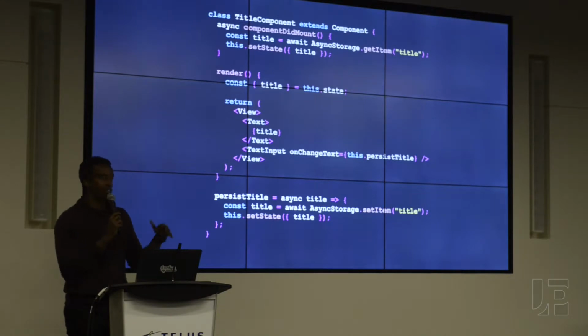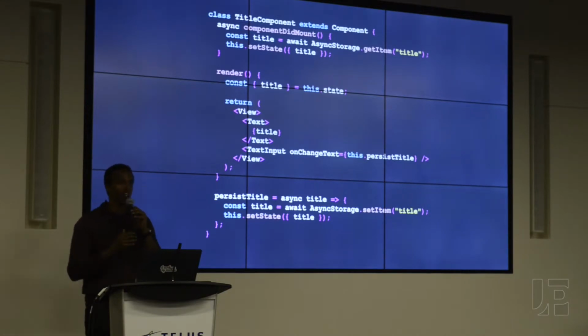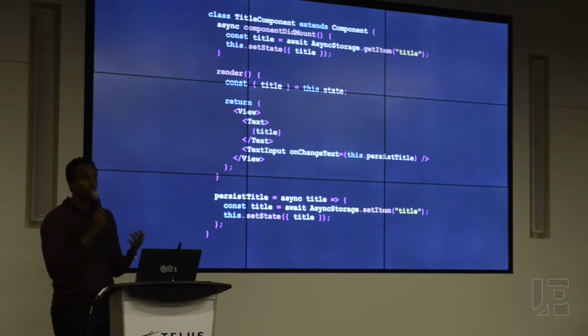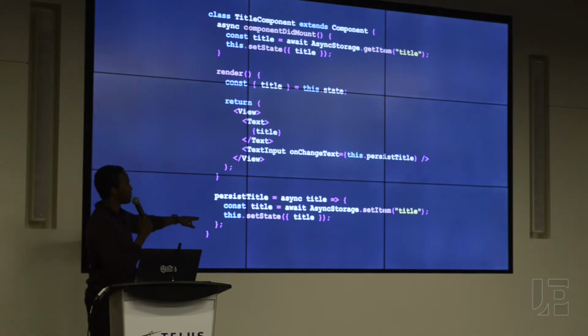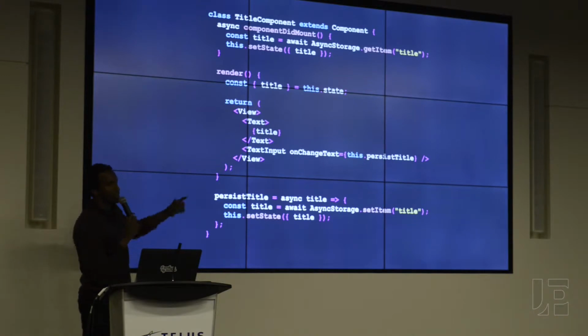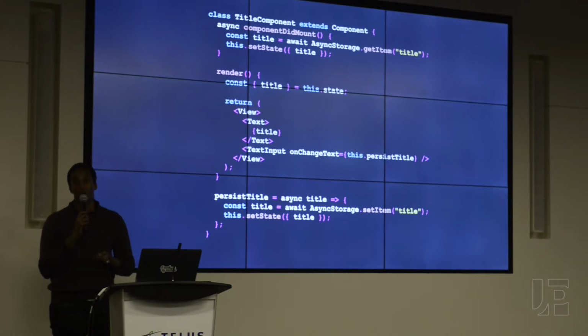So let's break down this entire component. When the user runs the application for the very first time, there's no information stored in async storage. Nothing's going to be fetched, and nothing's going to be stored within state. So the only thing the user is going to see is just the text input field. As the user starts typing information in, this is where the persistTitle method runs, and the setState method runs internally to re-render the application to show what the user is typing.